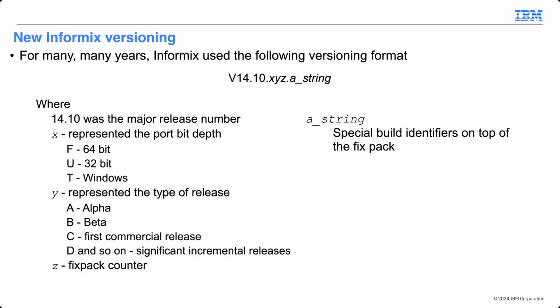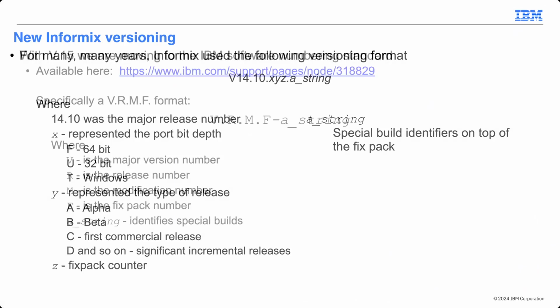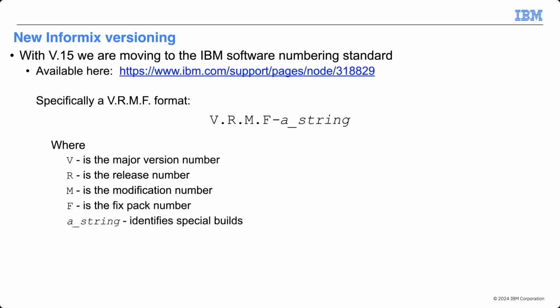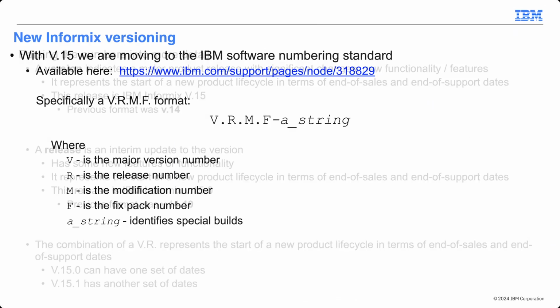So with 15, that goes away because we are adopting IBM's standard of the VRMF format, which stands for version number, release number, mod pack number, and fixed pack number. Now, there's still an identifier for special builds that will follow a fixed pack if you have this. But this represents a significant change in how Informix is going to be supported moving forward. So let me talk about this in just a little bit.